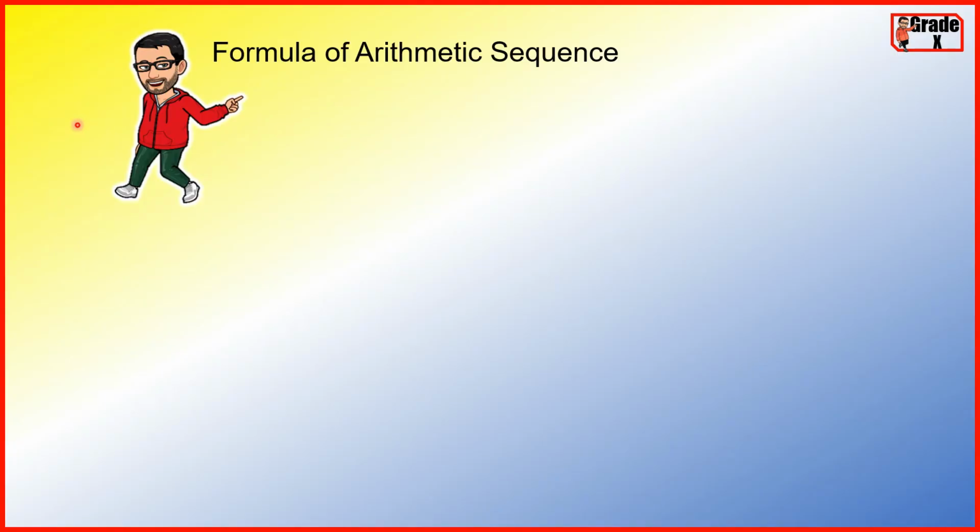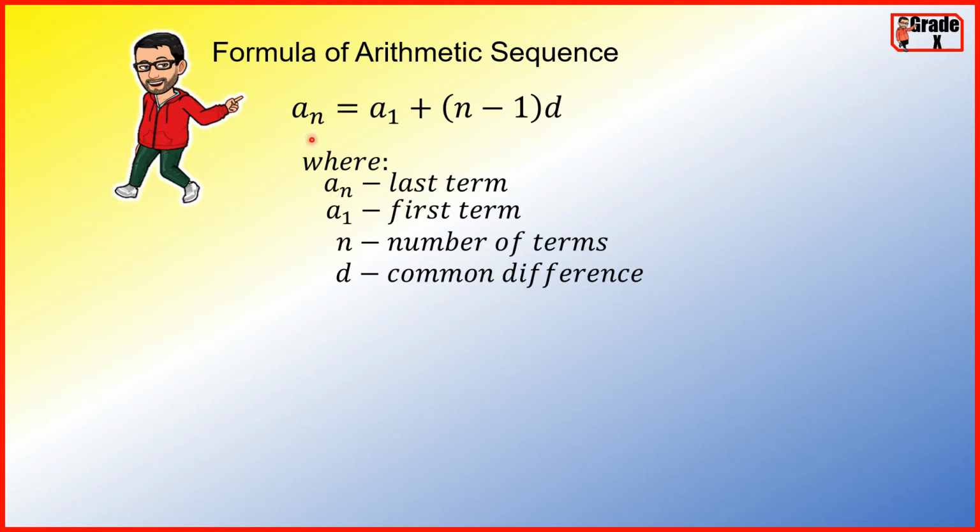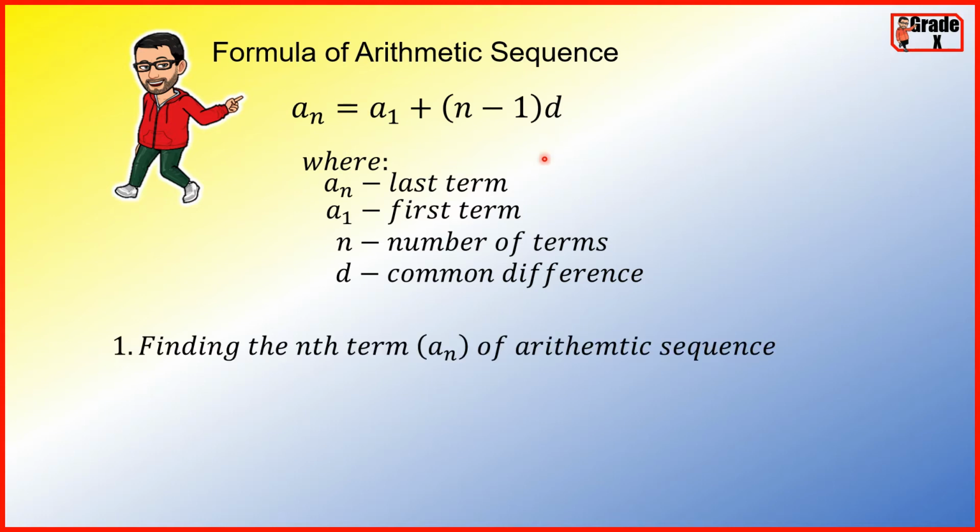Ito yung formula ng arithmetic sequence. A sub n equals a sub 1 plus the difference of n and 1 times d, where a sub n is the last term, a sub 1 is the first term, n is the number of terms, and d is the common difference. Dito sa lesson na ito, pag-aaralan natin ang mga sumusunod.